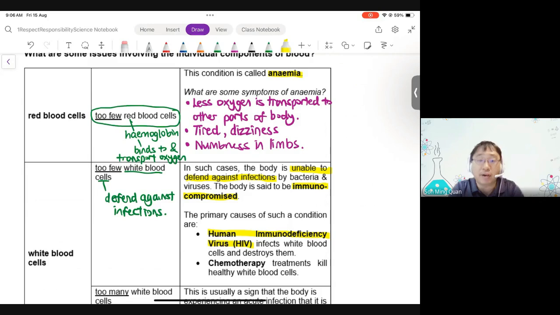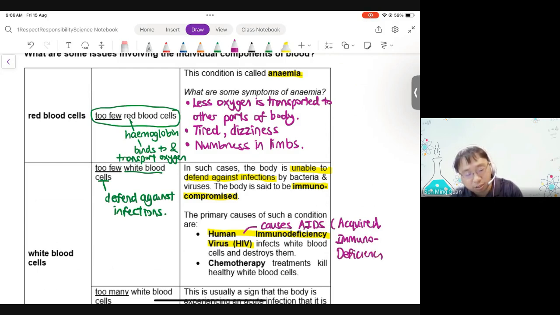Okay, so you may have heard of HIV before. Now, HIV causes the disease called AIDS. Now, AIDS is called acquired immunodeficiency syndrome. So it's a very big word, but actually, if you think about it, immunodeficiency simply means your body doesn't have a strong immune system to fight against infections. And that's because HIV has infected the white blood cells and destroyed the white blood cells.